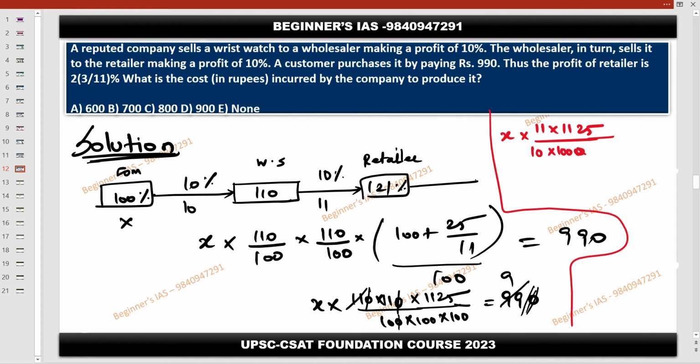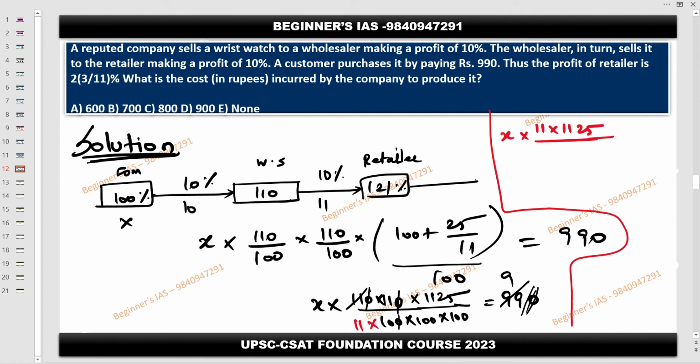So now listen. Sir, another 11 comes in the denominator, so taking the LCM, 100 + 25/11, in the denominator 11 will come, right? Understood? That 11 cancels. Now x into 1125 by 1000 into 100, which is equal to 9.